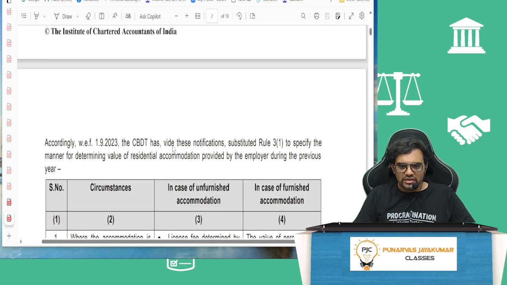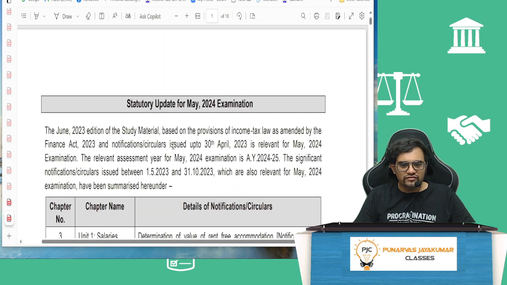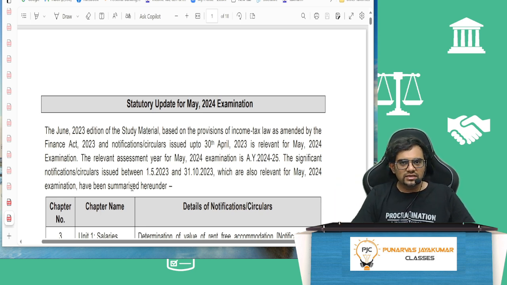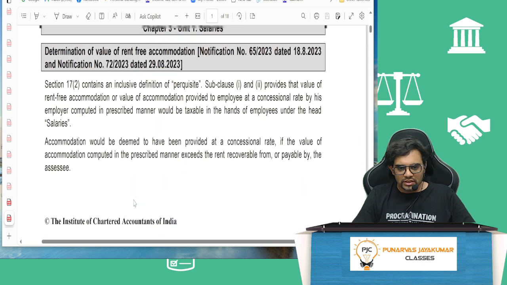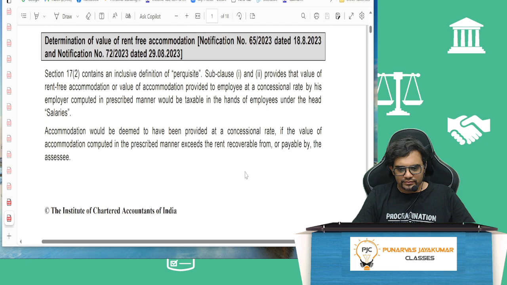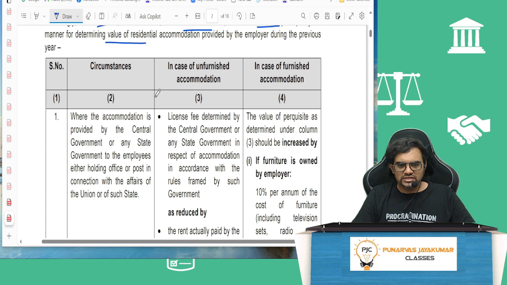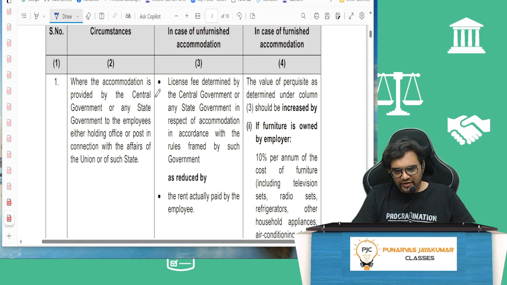That is what is given here in the statutory update. This can be downloaded from the institute website. If you go to our Board of Studies knowledge portal, you will get all the details here. From 1st September 23, the CBDT has provided these notifications, substituting Rule 3(1) to specify the manner of determining the residential accommodation perquisite. This is the new deal, where the accommodation is provided by the central government or any state government to employees holding office or post in connection with the affairs of the Union or such state. So basically, a central government or state government employee.